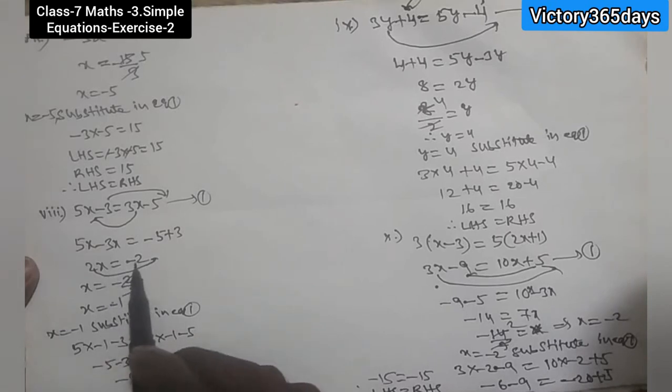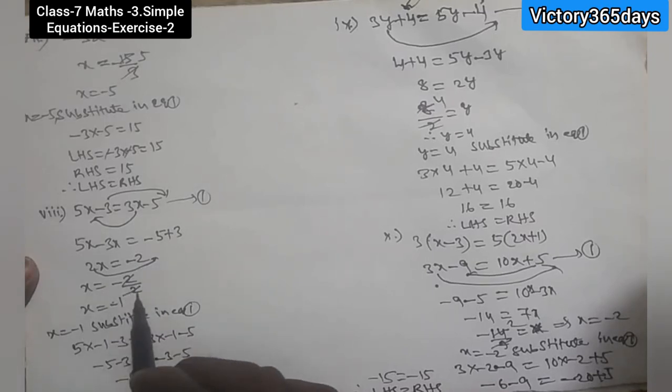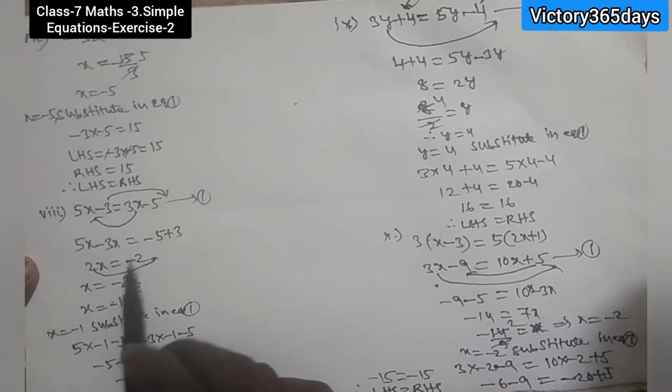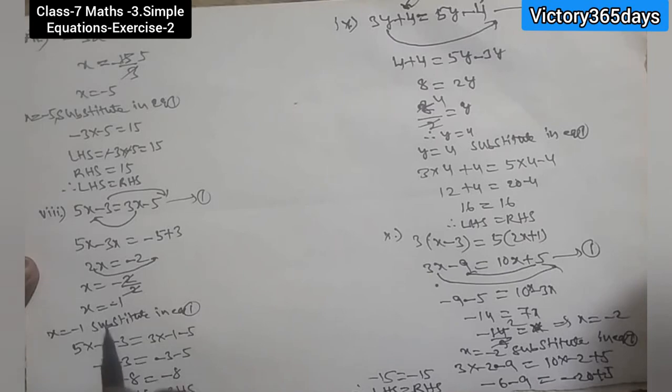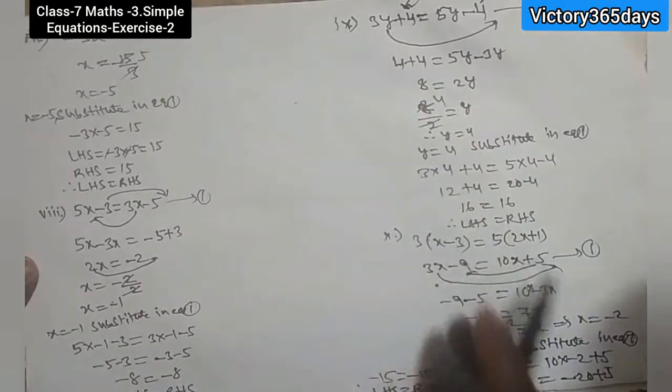So again 2 is transferred to the right hand side. So x equal to minus 2 by 2, 2 cancelled. So we are getting minus 1 only. This value substitute in equation 1. So we are getting this one. So both are equal. As same as this, the remaining sums are the same process.